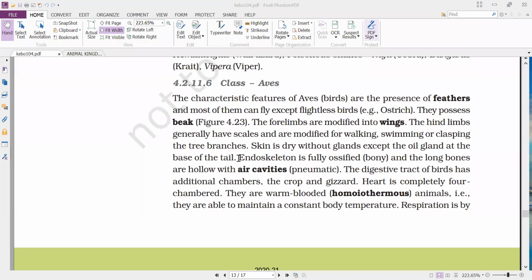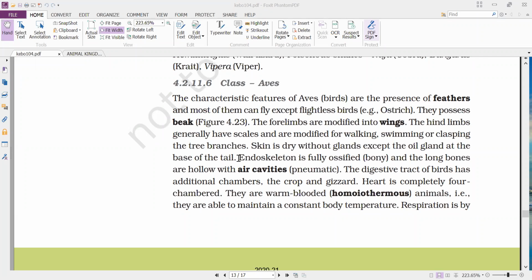And next, the digestive tract of birds has additional chambers, that is the crop and the gizzard. When you observe, birds will never chew the food material. They will intake the whole food material, and it is stored temporarily in the crop. The crop is followed by the gizzard, where the food material is broken down into pieces.